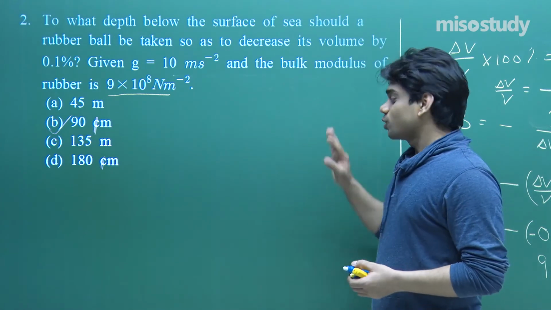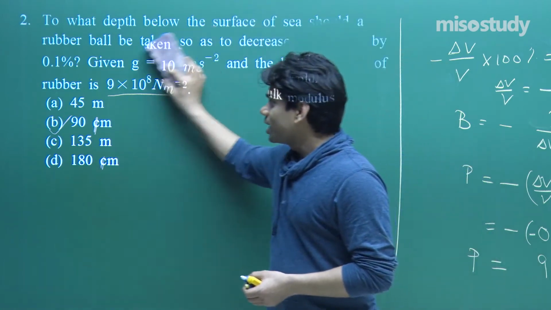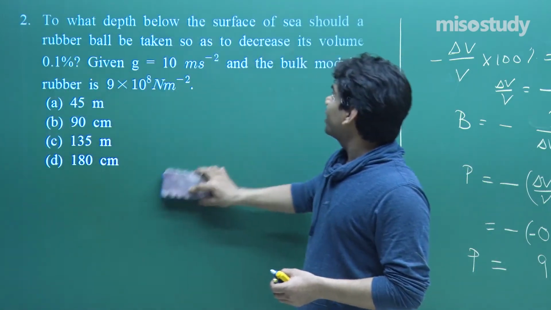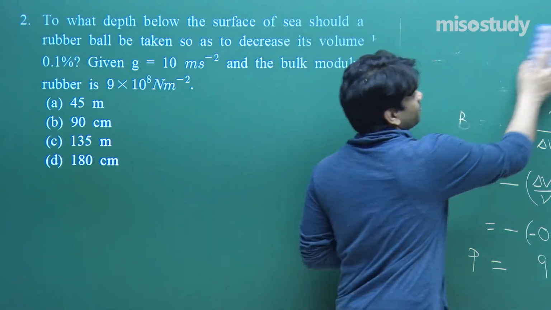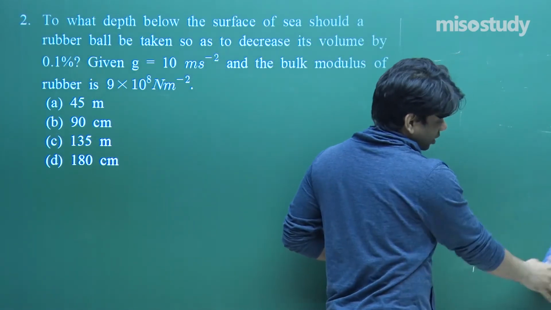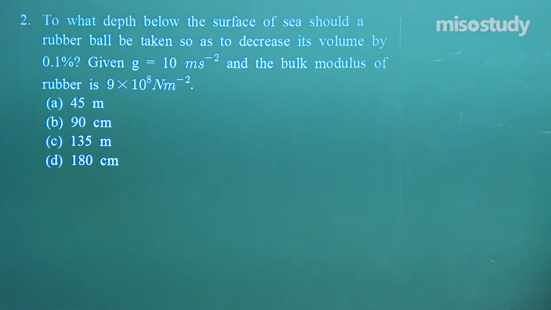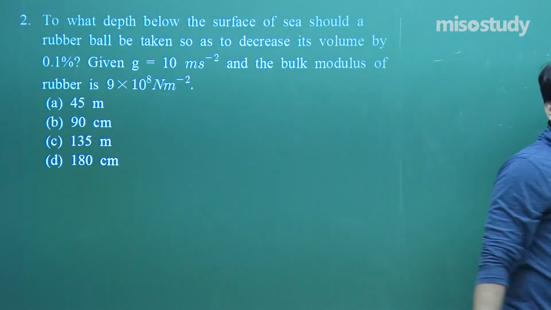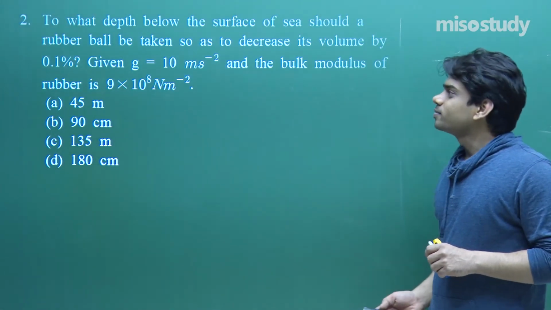Hope you have got how to solve such kind of question, and 90 meters is the depth that you have to take so that its volume decreases by 0.1%. This is a good question, and students get confused how to solve this. If you know the steps, if you know the method, you can easily solve such question. Let's go ahead with the next question of the day.